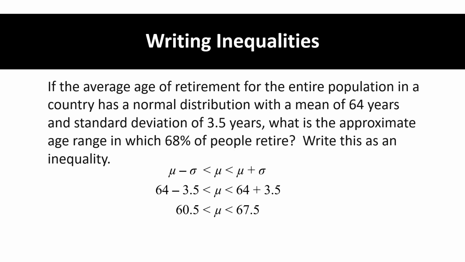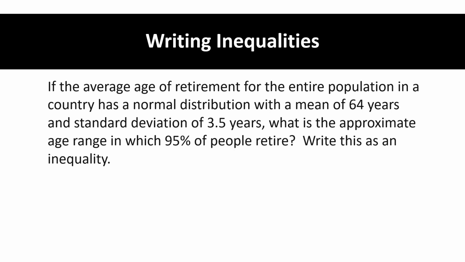Let's do our last example. What is the approximate age range in which 95% of the people retire from this country? So we're changing it from 68% to 95. So now we have to go 2 standard deviations below the mean and 2 standard deviations above the mean to catch 95%. That's what empirical rule tells us.